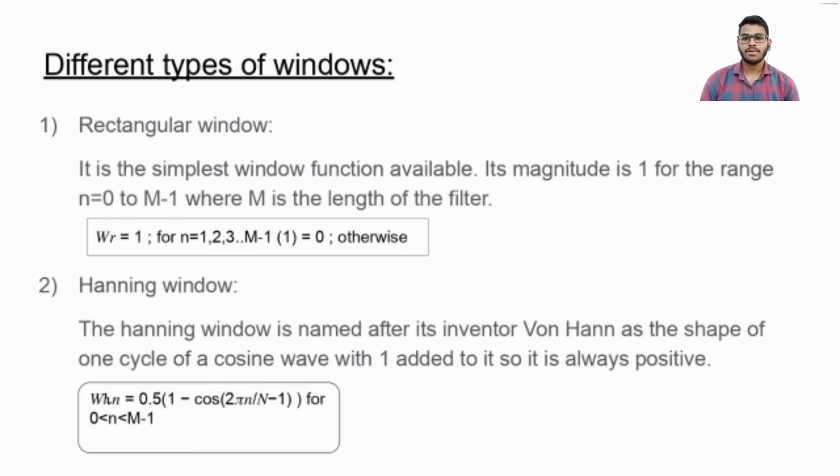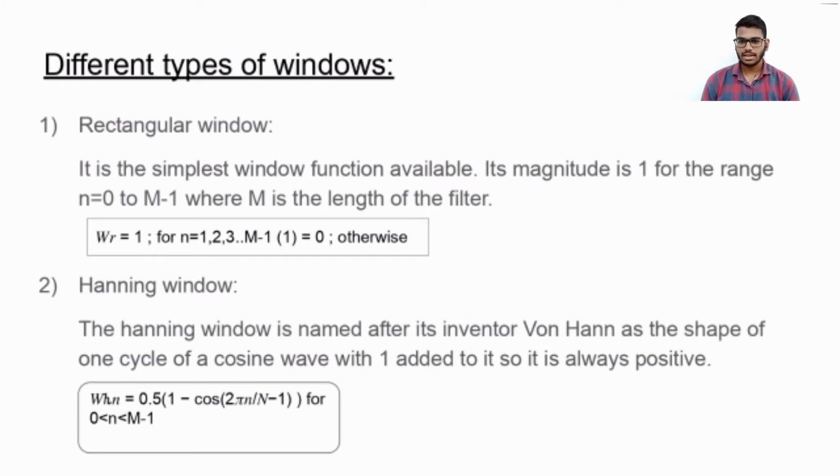These are the different types of windows. First is rectangular window. It is the simplest window function available. Its magnitude is 1 for the range n equal to 0 to M minus 1, where M is the length of the filter. The equation is w_r(n) equal to 1 for n equal to 0, 1, 2 up to M minus 1.